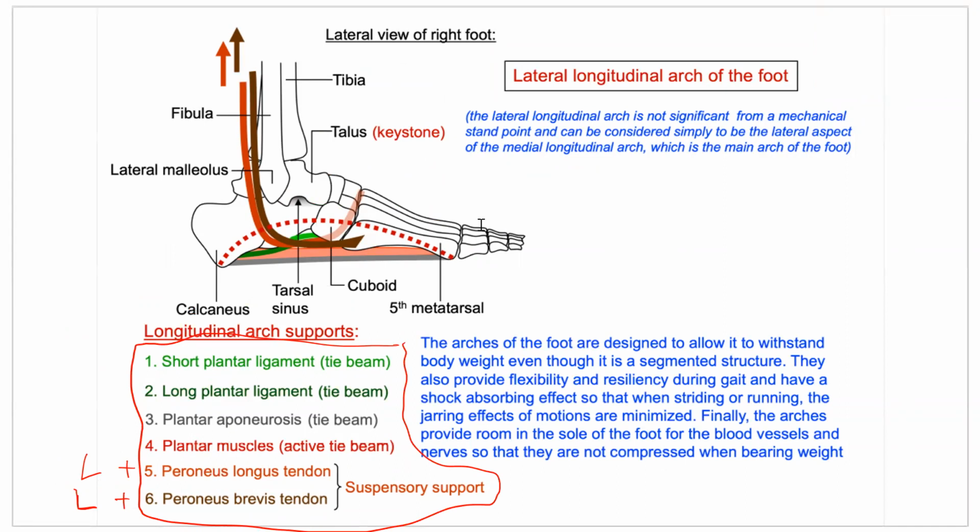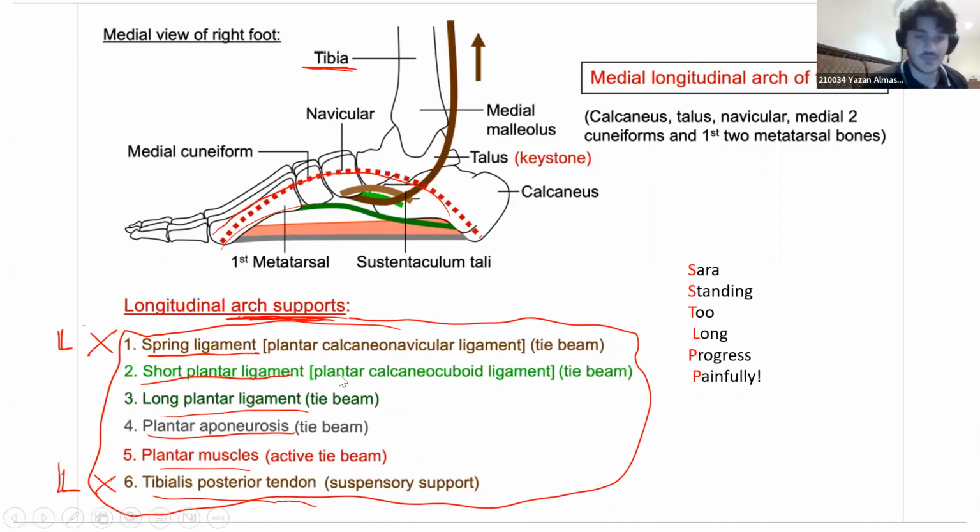Were they specific? Like, did they say give us a longitudinal arch that supports the tie beam or the? I don't. Look, if you want to really make sure that you get this question right, you have to know these first of all. I'm not sure if you have to know this, but honestly, there are much more important things to focus on than knowing that it's the plantar calcaneonavicular ligament or the tie beam. Tie beam thing, forget about it. He's not going to ask about this. Tie beam or suspensory, he's not going to ask about it.